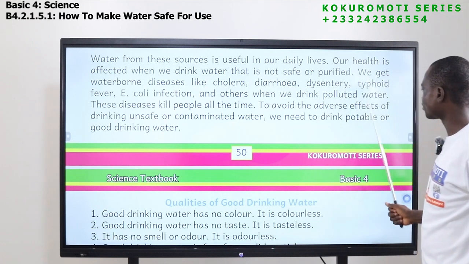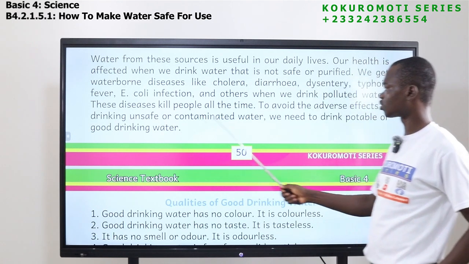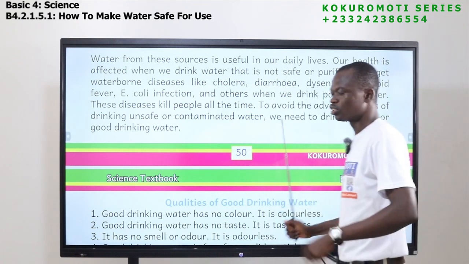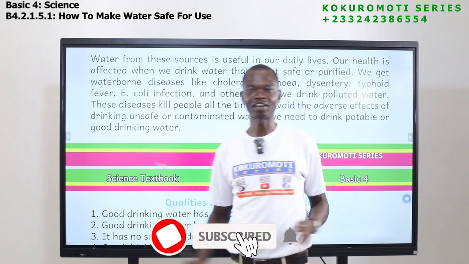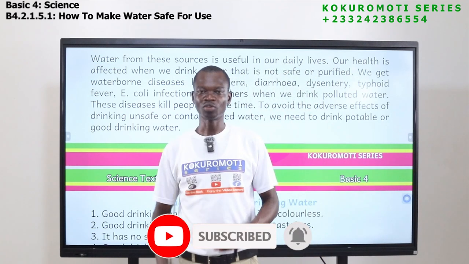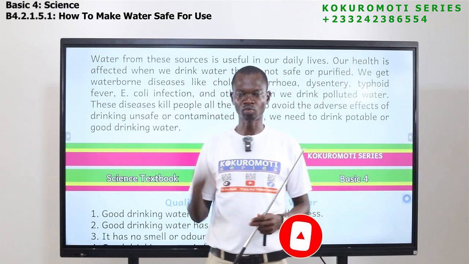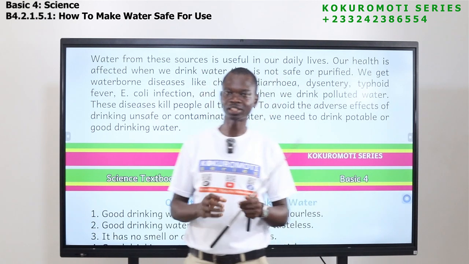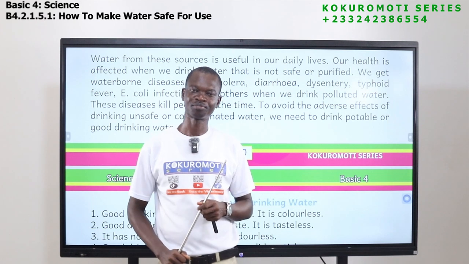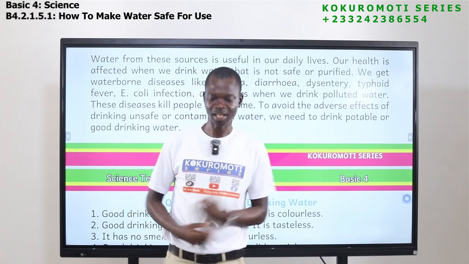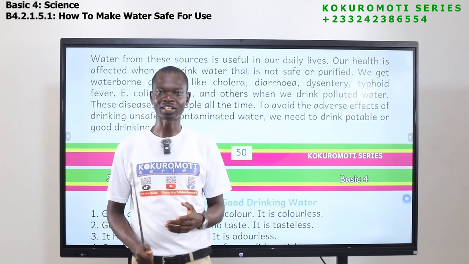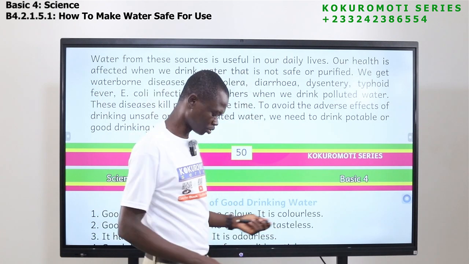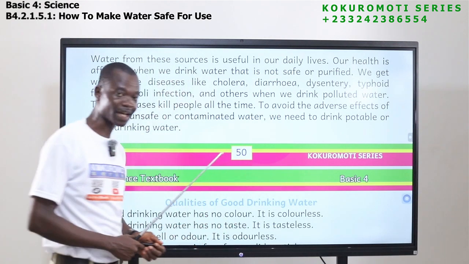So to avoid the adverse effects of drinking unsafe or contaminated water, we need to drink potable or good drinking water. So for you not to get all these diseases that I've mentioned, the waterborne diseases, what you need to do is use clean water, use quality water, use purified water, use potable water. Potable water, we are talking about clean water. Potable water, we are talking about what? Clean water. Okay, so that is what you should use. You have to use potable water, right? Okay.